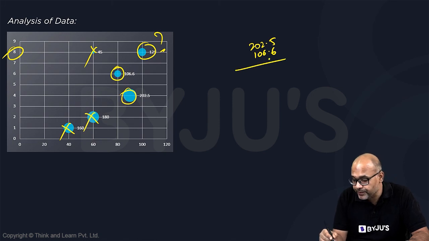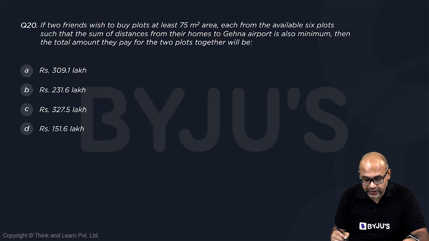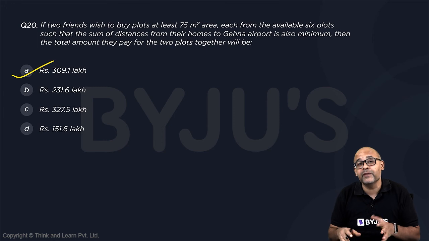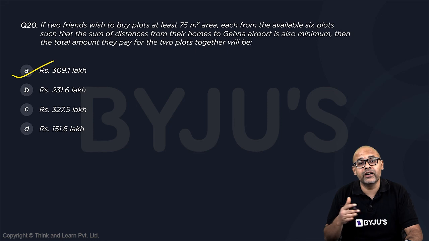So these two are what I want. So this is 6 plus 5, 11. 6, 7, 8, 9, 0, 309.1. So the answer should be 309.1, which is option A. This is actually a dead easy question. In fact, even if you did not know how to solve this question, you could have got it just by looking at the graph, right? So this is the easy set.